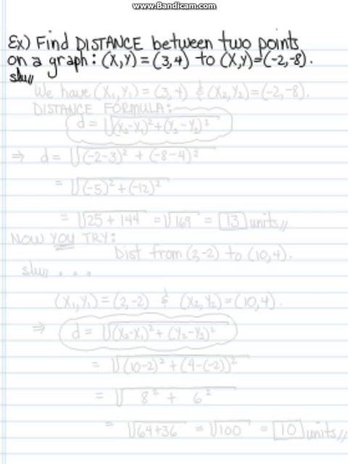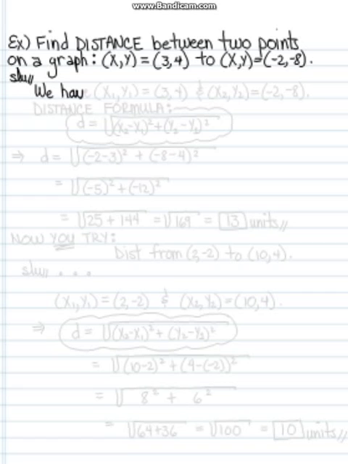On this problem, we're going to find the distance between 2 points on a graph. The first ordered pair x, y is the ordered pair (3, 4), and we're going from that point to the second point x, y equals (-2, -8). We're going to use a formula that we know for this problem.